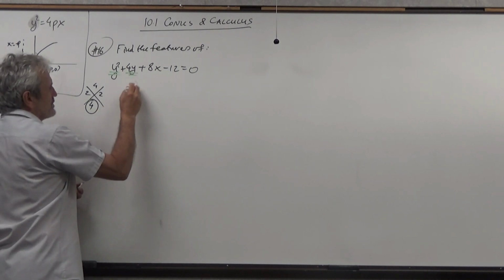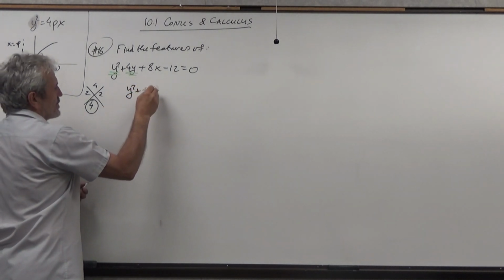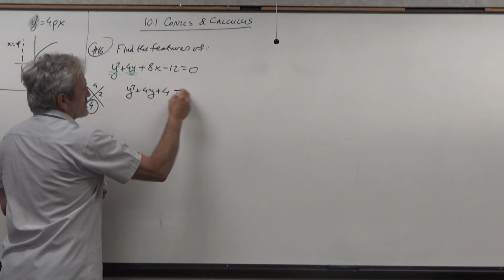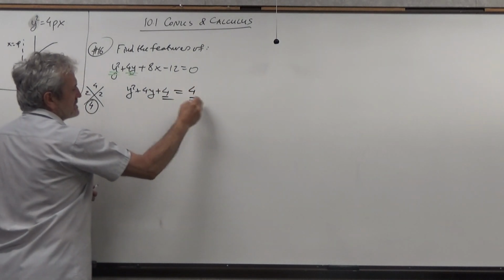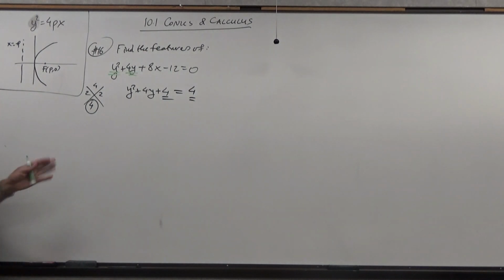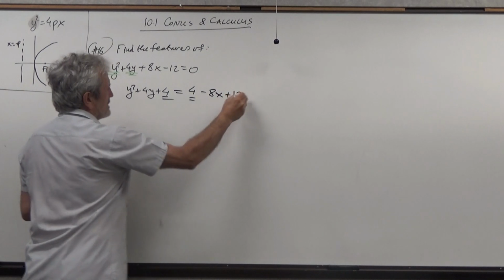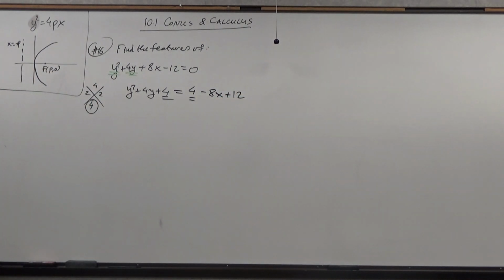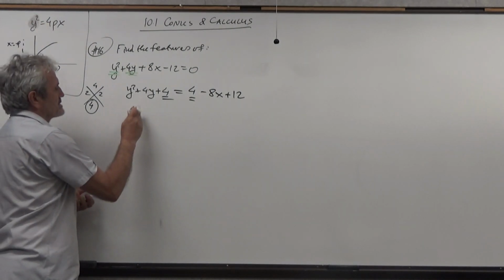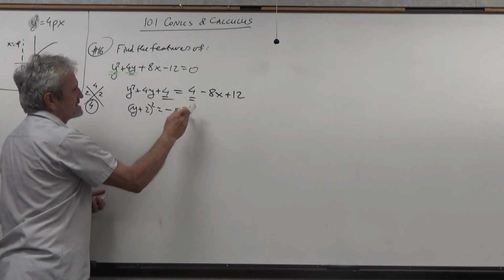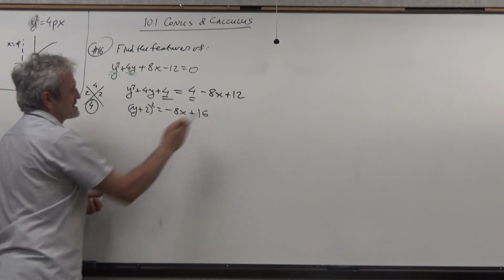You get the following: y squared plus 4y plus 4 equals that 4 that I added on the left, added on the right, and I get rid of 8x. So 4 minus 8x plus the big one on the other side. I want just a pure square on the left like it is here. So what do I get? I get y plus 2 squared. What would this be? It's minus 8x plus 16.